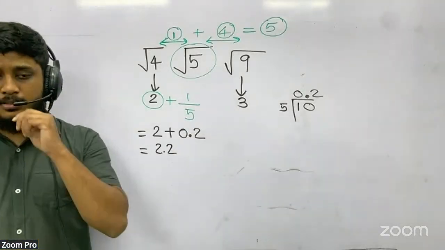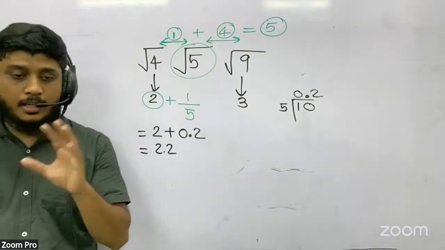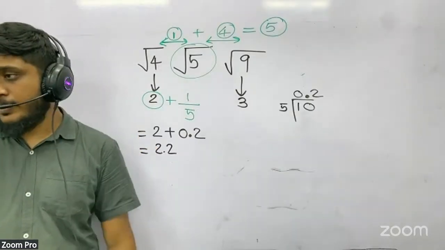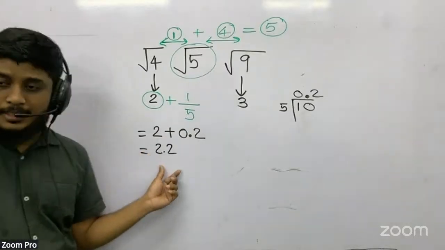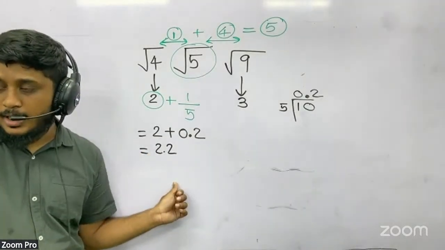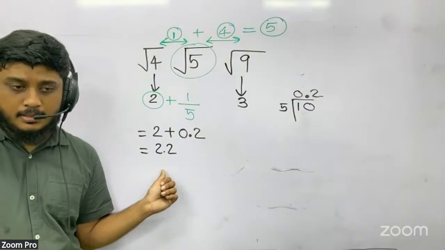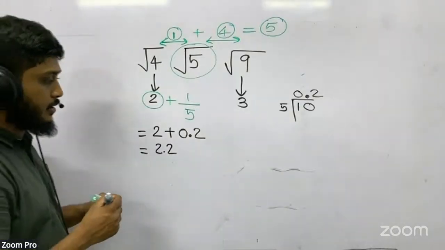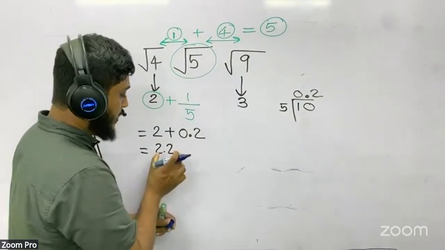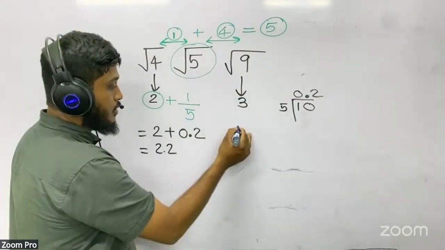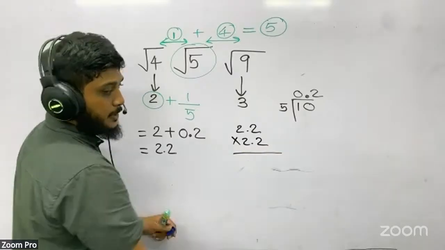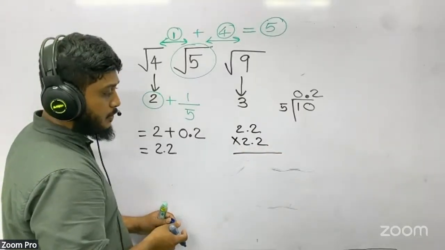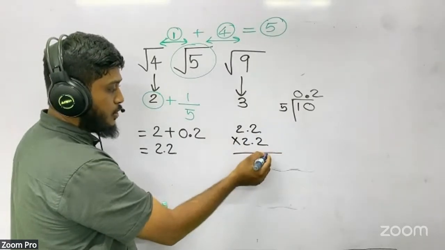But still, we are not sure about the answer. Listen carefully. What should we do? Whatever answer we got here, we have to multiply it by the same number. You have to double-check that whatever we have got is correct. So this 2.2 and this 2.2 you have to multiply. When you multiply this, Putha, 2 into 2 is how much? 4.